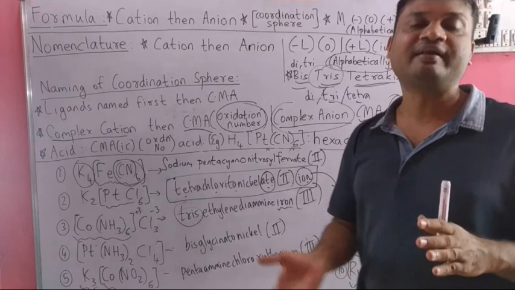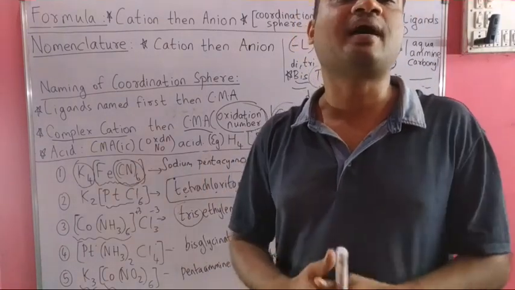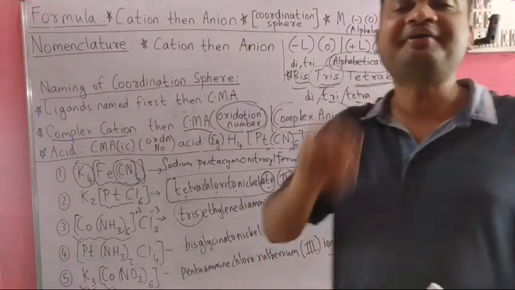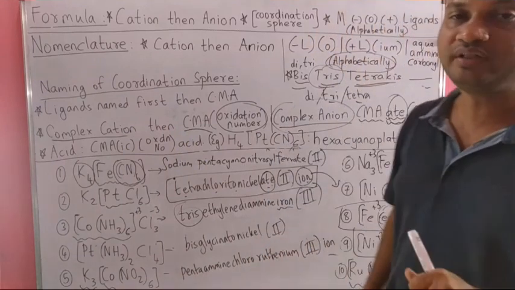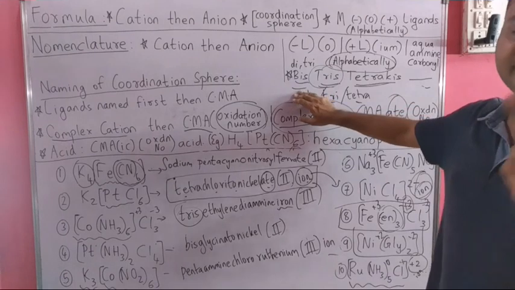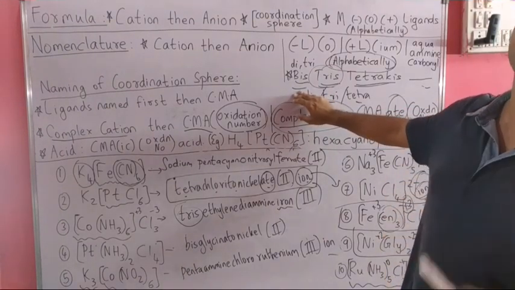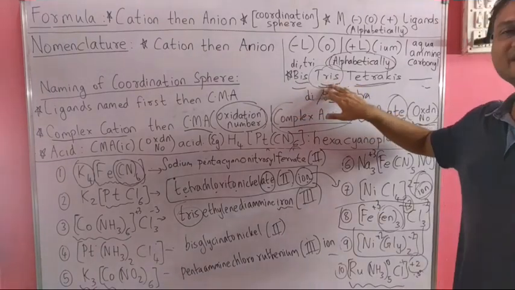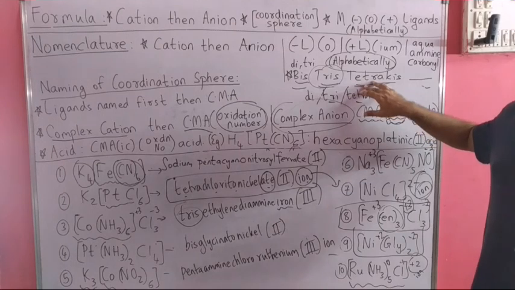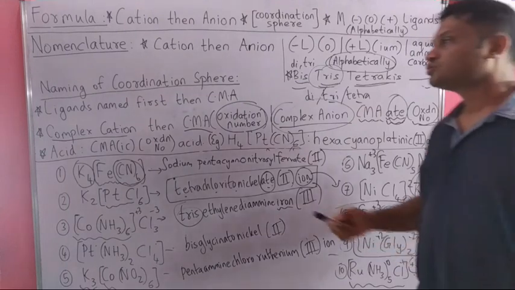Then if we have more than 1 ligand, we'll write di, tri, tetra, penta, hexa. And for some ligands in which we already have the name di, tri, tetra, etc., in this case, we will write the prefixes as bis if we have 2 such ligands, in which we have named di or tri or tetra, etc. So if we have 3 such ligands, we will write tris. If we have 4 such ligands, we will write tetrakis. If we have 5 such ligands, we will write pentakis, and so on.